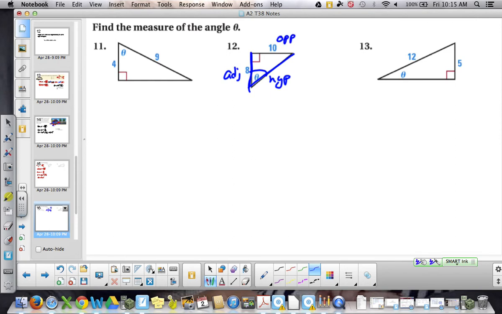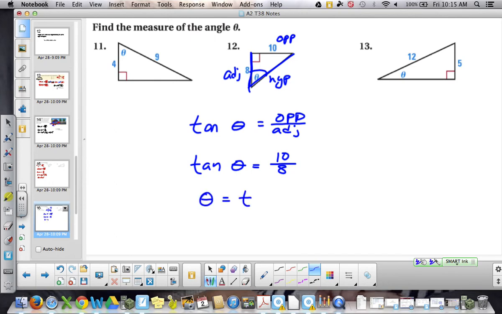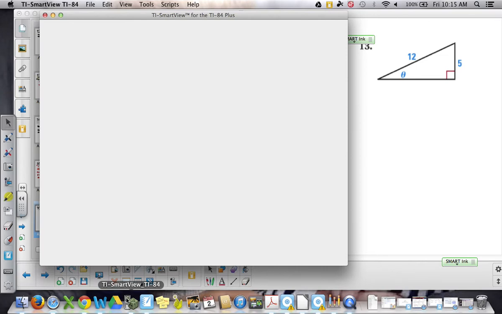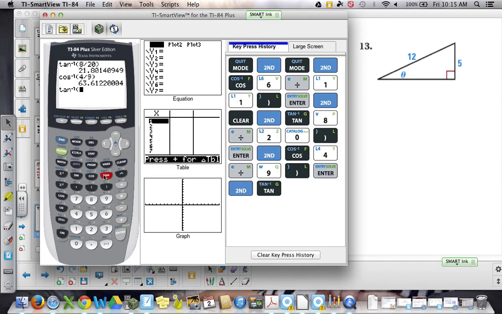So the two sides we know are opposite and adjacent, which means we're going to want to use tangent of theta, which is equal to the opposite over the adjacent. So fill in what we know. Tangent theta equals 10 over 8, and then do tangent inverse of 10 over 8. So calculator, second tangent 10 divided by 8. And we get 51.3 degrees.